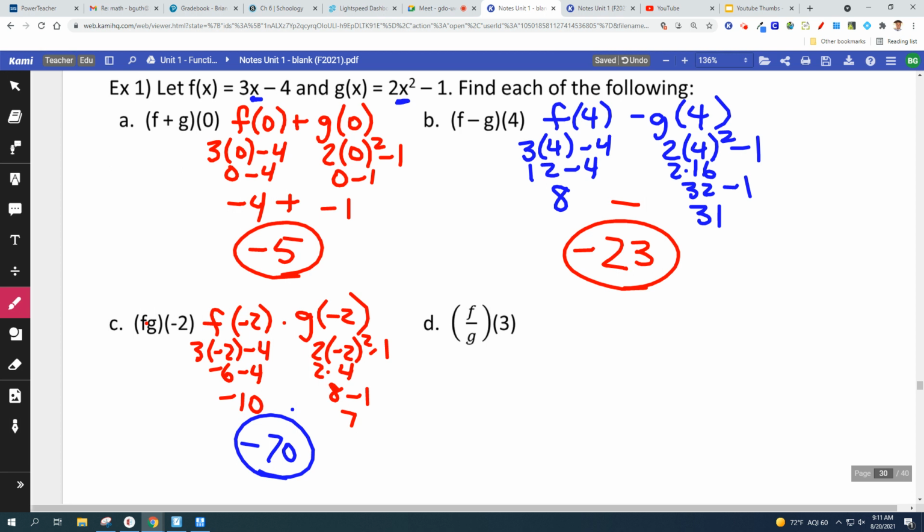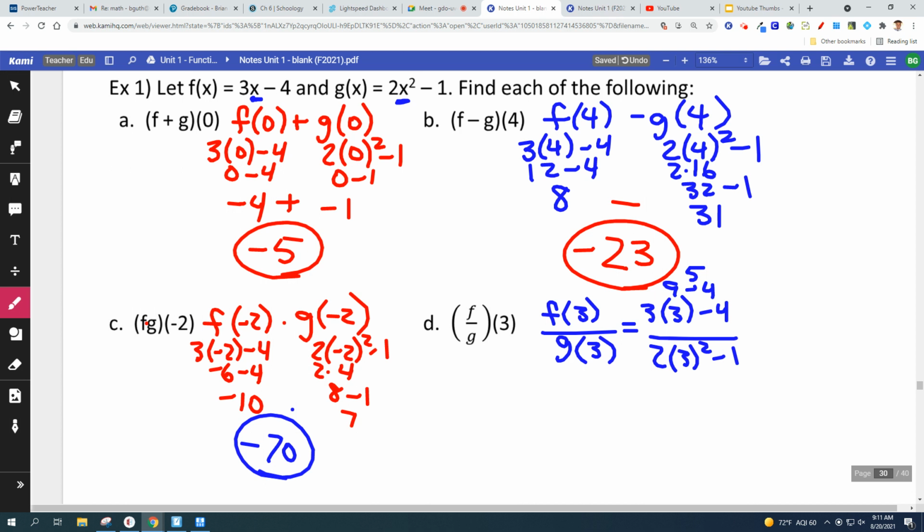Last one, we're plugging in 3 and we're dividing. F of 3 over g of 3. So f of 3 is 3 times 3 minus 4. So that's 9 minus 4 is 5. And on the bottom, g of 3, well, I've got 2 times 3 squared minus 1. That's 9 times 2 is 18, minus 1 is 17. So I've got 5 over 17.